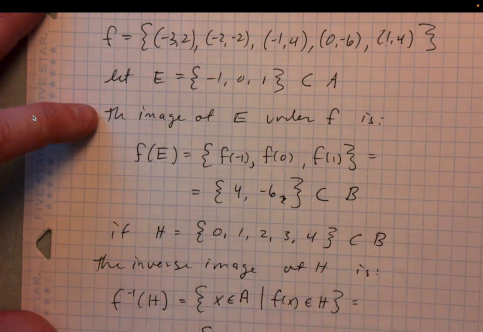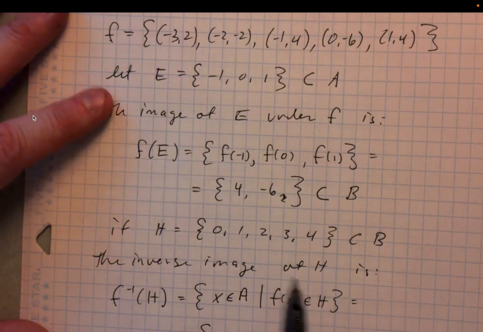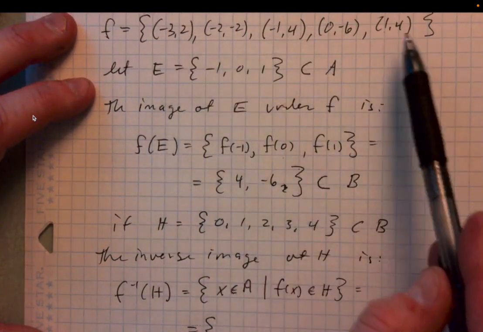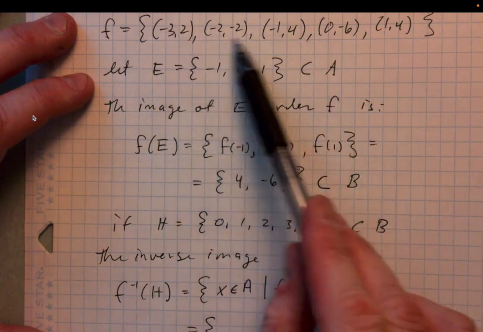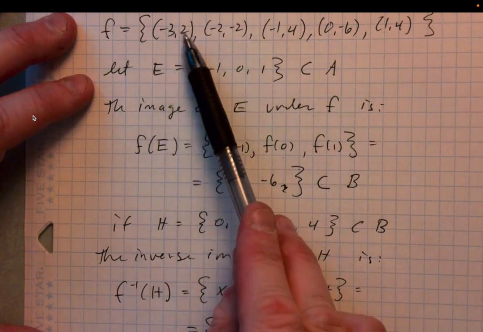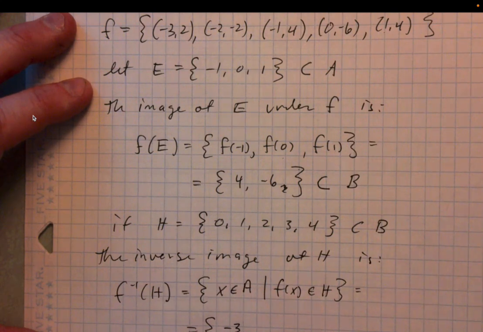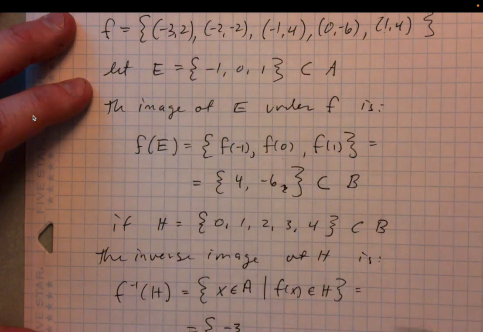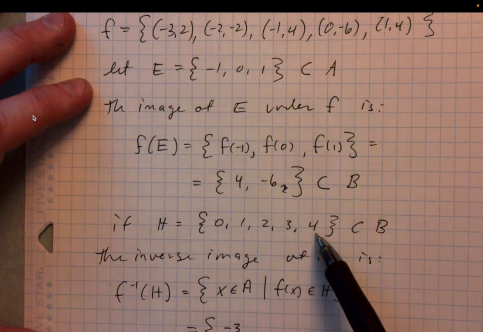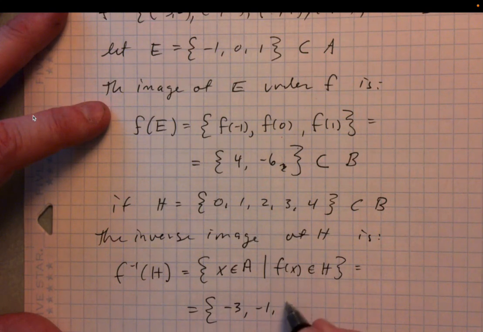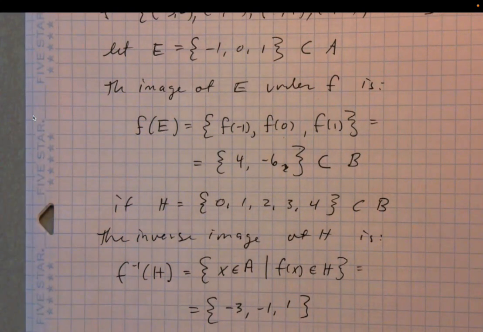And which things map into H here? If we just look up at the function: is 0 mapped to? No, 0 is not mapped to. Is 1 mapped to? No. Is 2 mapped to? Yes, negative 3 maps to 2, so negative 3 is in F inverse of H. What about 3? No, 3 is not mapped to. What about 4? Does anything map to 4? Yes, negative 1 maps to 4, and 1 also maps to 4. So negative 1 and 1 are in here as well. These are the three elements in the inverse image of H.